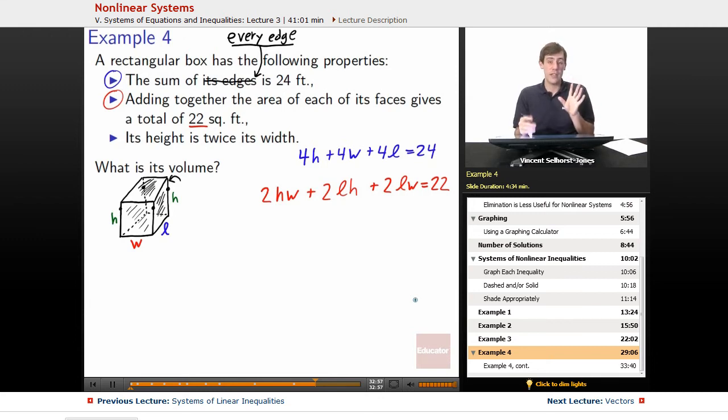HW will be one of the faces, and then it doubles up each time. LH will be the area of one face. It doubles up, so on and so forth. So we've got 2HW plus 2LH plus 2LW equals 22.